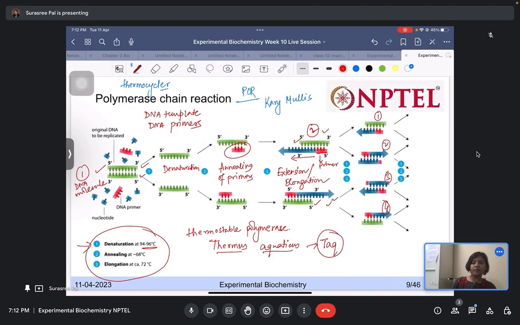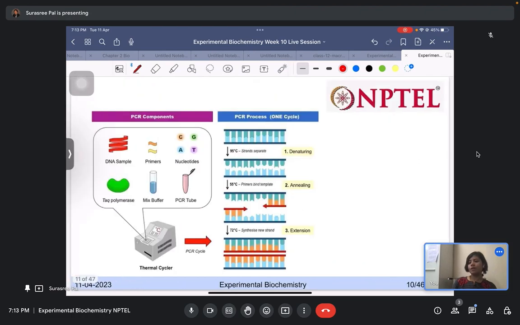Then again, when the elongation is complete and the DNA strands are formed, the cycle goes back, and it begins with denaturation again. So again the temperature is increased, denaturation starts. Right, so this is carried out in a cycle, and that is why it's called a chain reaction, polymerase chain reaction, right? And it is performed in this machine, which is called a thermocycler.